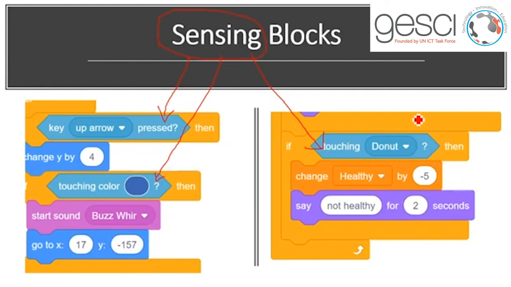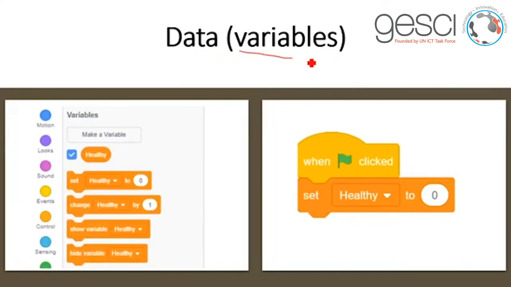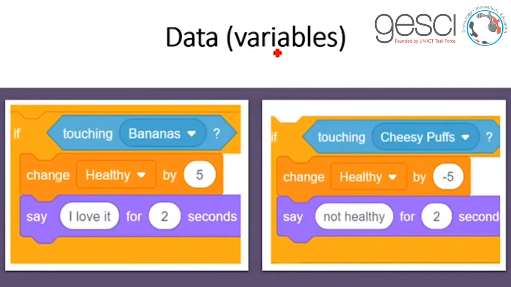So these are the different things that we've been able to look at when we talk of variables. In our case, we created a variable for health, and we are even able to set our health to 0 every time we are starting or the flag is clicked. And then, more on variables, we've been able to change our variable by 5. And at the same time, we're able to reduce the variable by -5.